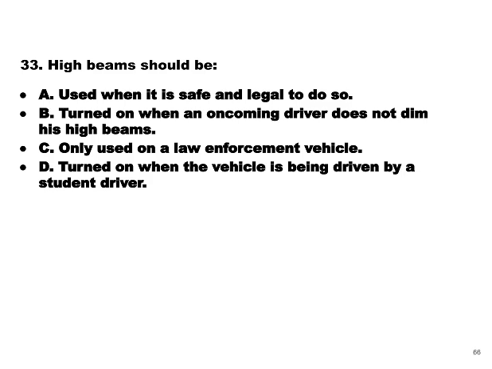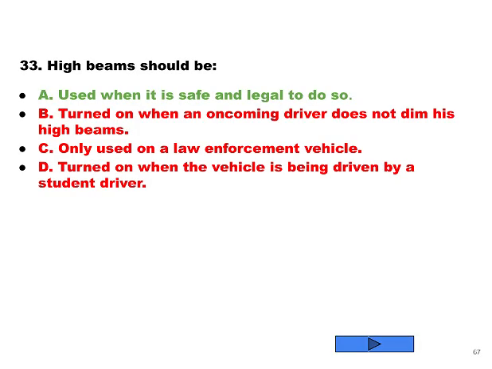High beams should be used A. When it is safe and legal to do so. B. Turned on when an oncoming driver does not dim his high beams. C. Only used in a law enforcement vehicle. Or D. Turned on when the vehicle is being driven by a student driver. The answer is A. Used when it is safe and legal to do so.